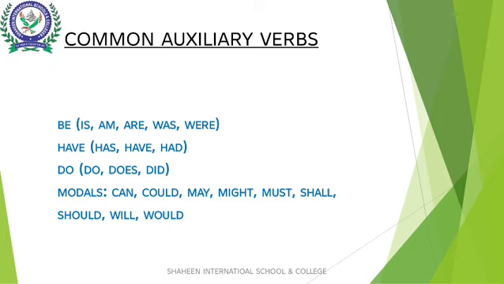Some of the very common auxiliary verbs that are being used are is, am, are, was, and were. Has, have, had, do, does, did. We also have some modal verbs like can, could, may, might, must, and shall. Should, will, and would. All of these auxiliary verbs are used in different types of sentences to show the tense of the sentence, or to make a question or a negative.